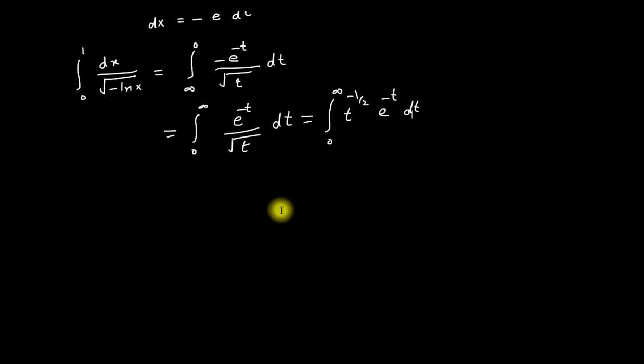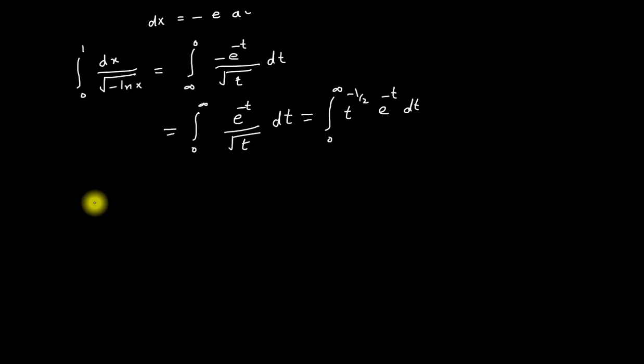Now this equation can be written as integration from 0 to 1 dx divided by the square root of minus natural log of x is equal to integration from 0 to infinity t to the power half minus 1 e to the power minus t dt. This t to the power half minus 1 is equal to t to the power minus half.